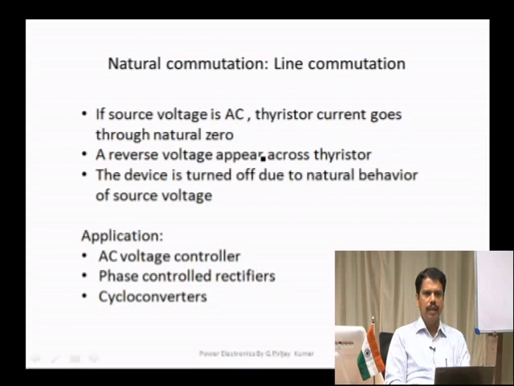Applications already seen are the phase control rectifiers, the AC voltage controllers and the cycloconverters. An AC voltage controller gives a variable AC voltage: input is AC, output is AC, but the output voltage is variable. In phase control rectifiers, we have discussed all the types of single phase controlled rectifiers, where the input is AC and the output is variable DC. A cycloconverter is a frequency converter. The supply frequency is 50 hertz, so you can have a step down or a step up cycloconverter, where you get a variable frequency AC supply. These are the applications of natural commutation.